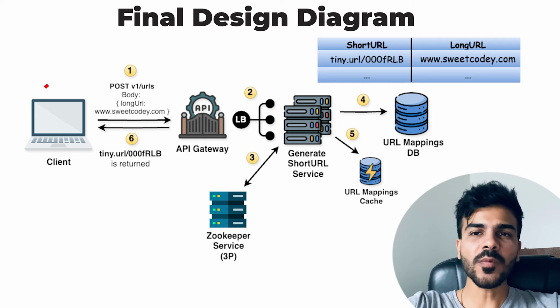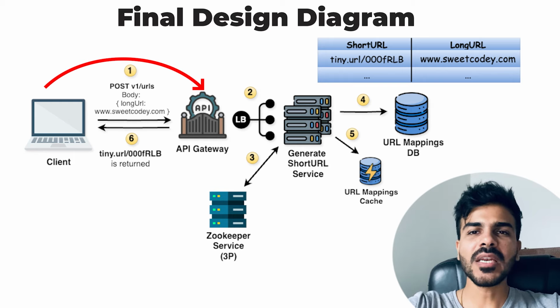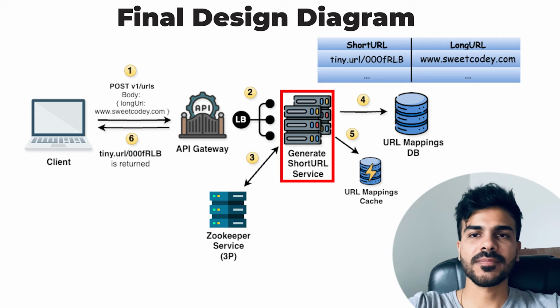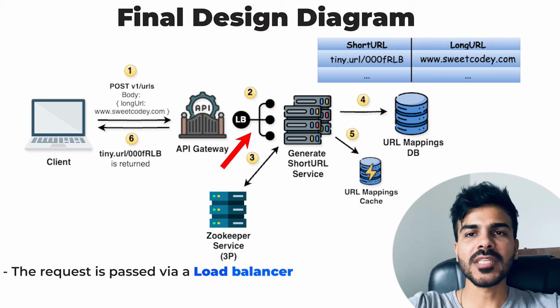Second, the request would reach the API gateway. The API gateway would handle this request, maybe do some validation, and then ultimately would pass this onto the appropriate service, which is the generate short URL service. The request is passed via a load balancer that you can see in the diagram here.